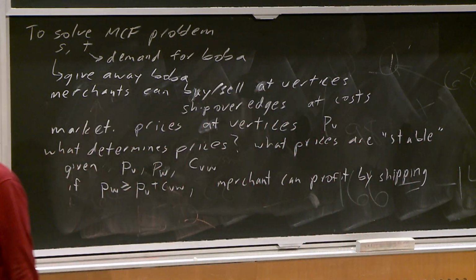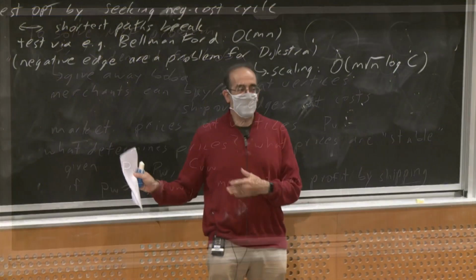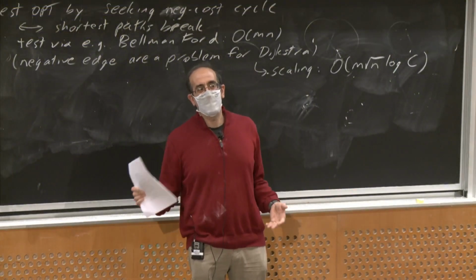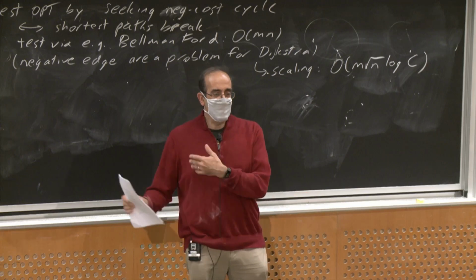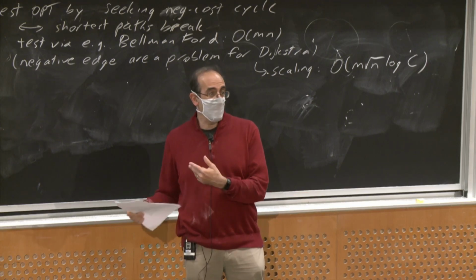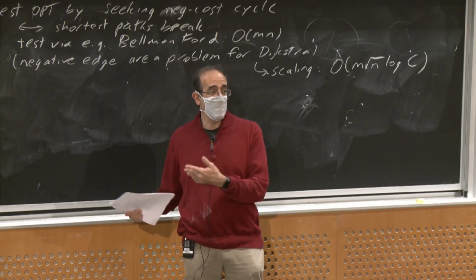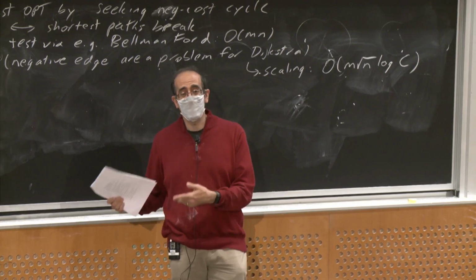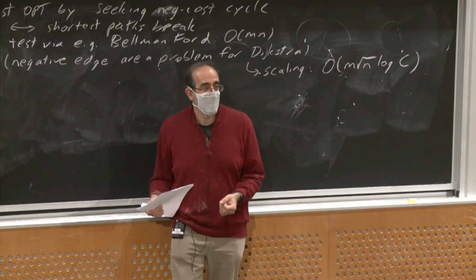Right? So anytime you've got this misalignment where the prices mismatch, a merchant can try shipping stuff. And this means things are out of equilibrium, right? So if the merchant just buys a ton of boba at V, it may raise the price there. So PV will increase, right? That's one way that you could recover equilibrium, right?